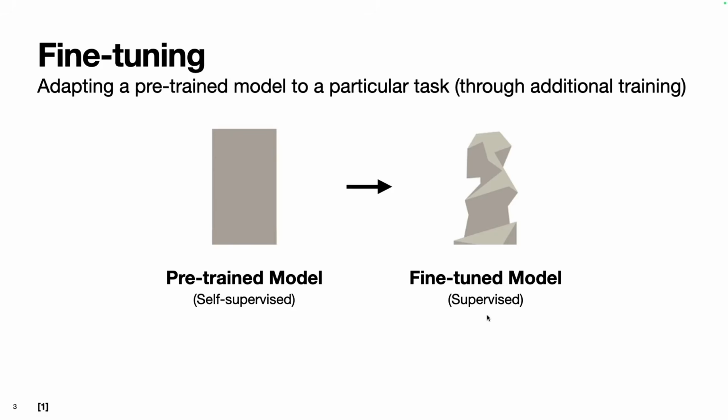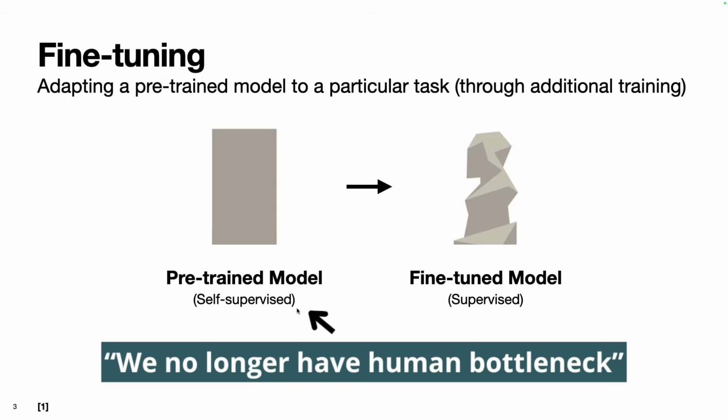On the other hand, the fine-tuned model will typically be trained in a supervised way. In other words, the targets are manually defined by humans. So the reason we might want to develop a model in this way is because since the pre-trained model doesn't require any manual annotation of training data, that means we can train on much larger training data sets. We no longer have that human bottleneck.